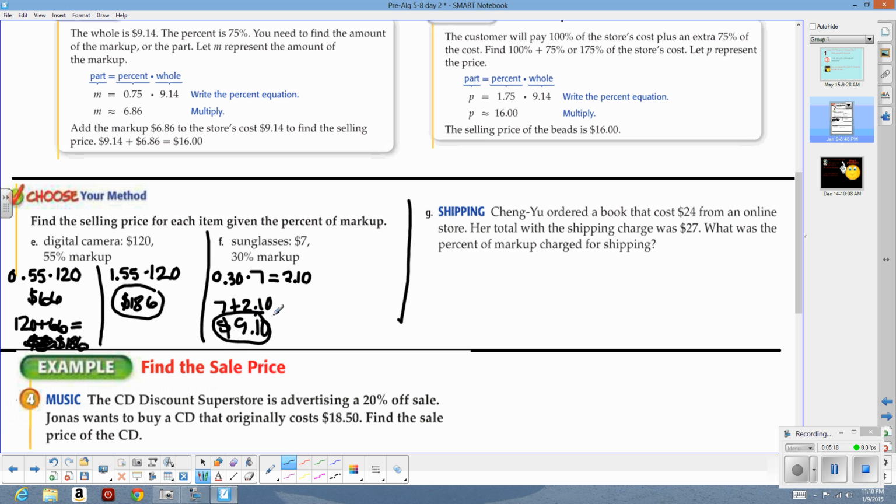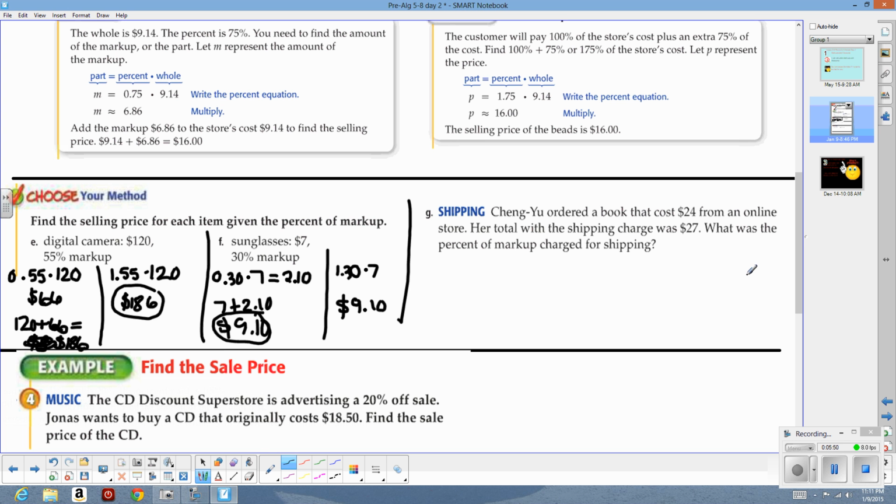The shortcut method would be to go and say right away that they're going to mark it up 30%. So you, as a customer, are going to pay 130% of the price, which would be 1.30 times the $7, which is $9.10. You can choose whichever way you would prefer to do the problem.